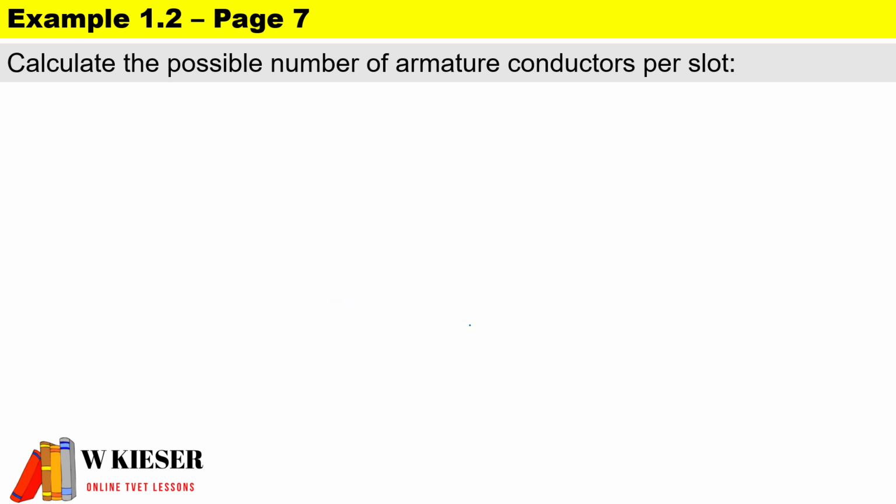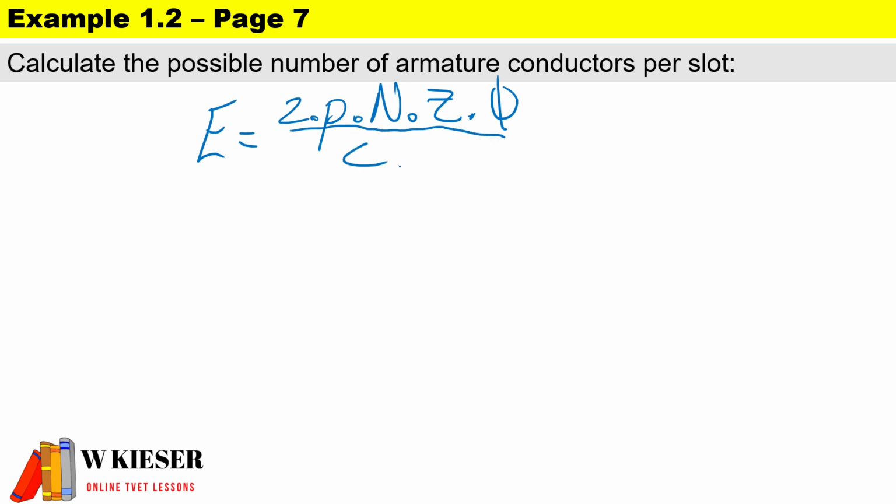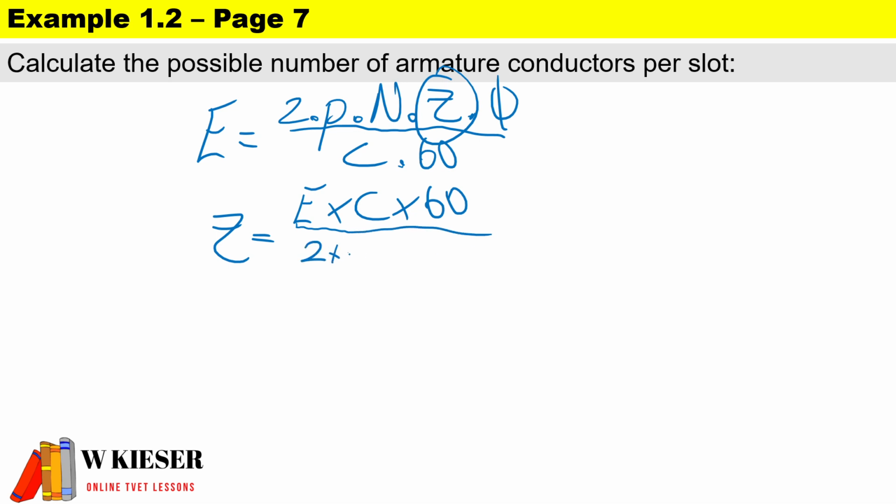Right, now we can actually answer the question. The question wants to know the possible number of armature conductors per slot if there are 60 slots. Right, so here we're going to use the EMF equation to work out Z first. So it's 2 times pole pairs times the speed in revs per minute times Z times the flux in Weber, all over C, which is the parallel paths, times 60. So we need to calculate Z. So to calculate the total number of armature conductors, it will be the EMF times the parallel paths times 60, all over 2 times small letter p times the speed times flux per pole.